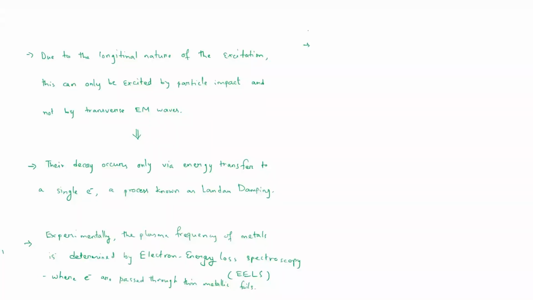For most of the metals, this plasma frequency is in the UV range, which is around 5 to 15 electron volt of energy, and it depends on the band structure where in this particular band it will lie.